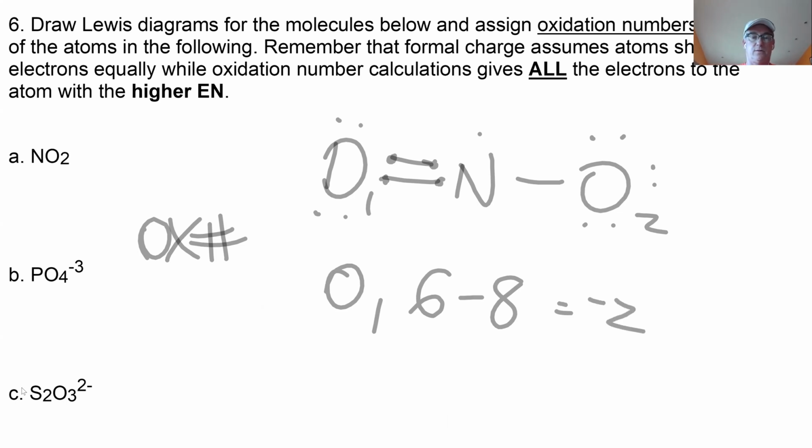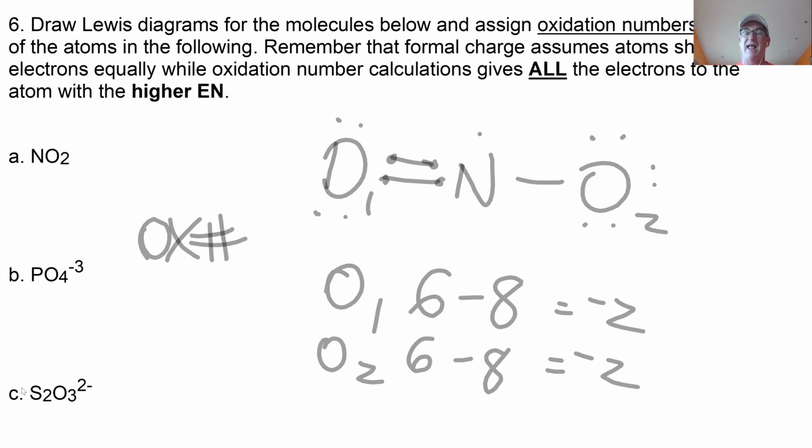Now let's look at O2. It's supposed to have 6 valence electrons. Let's give it all the electrons, both the ones that it has and the ones that it's sharing, because remember, oxygen has a higher electronegativity than nitrogen. So how many total electrons will oxygen have this time? 8. Also 8. It's got the 3 lone pairs for 6, and it has the shared pair. So 8. So what's its oxidation number? It's going to be the same, -2.